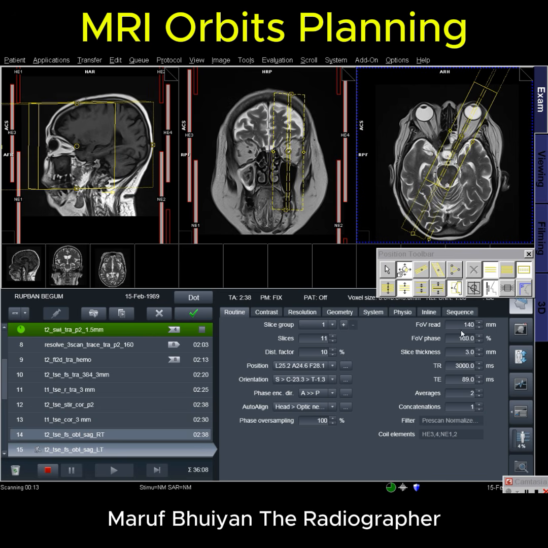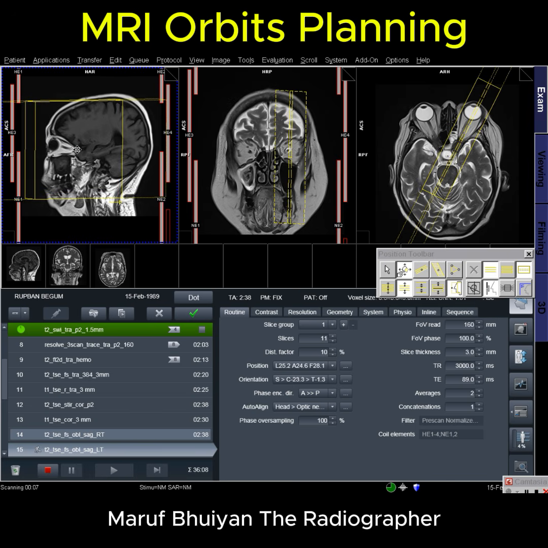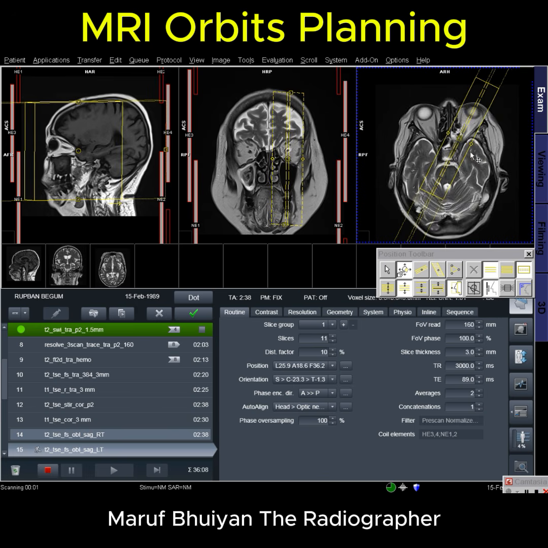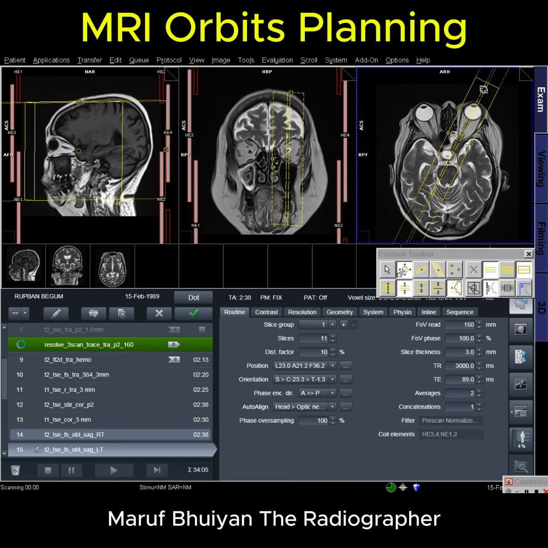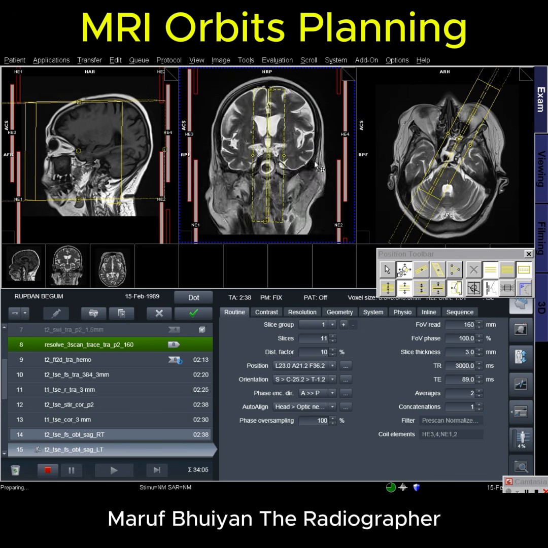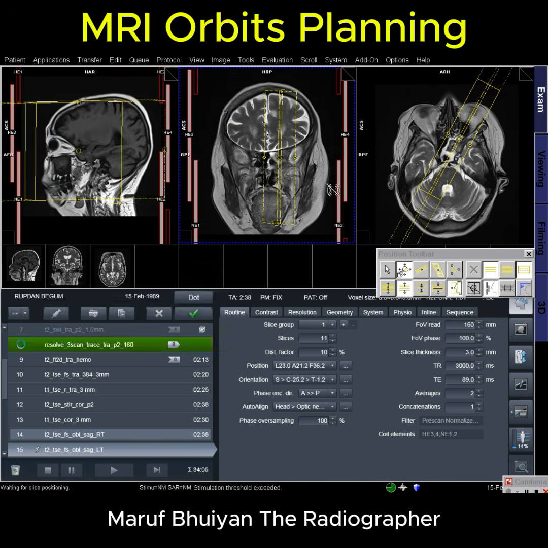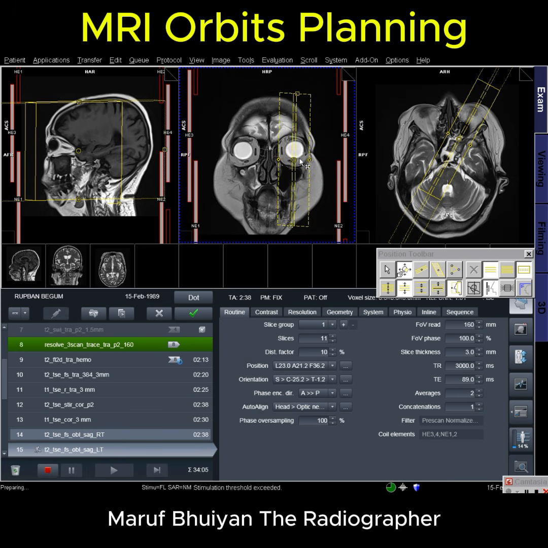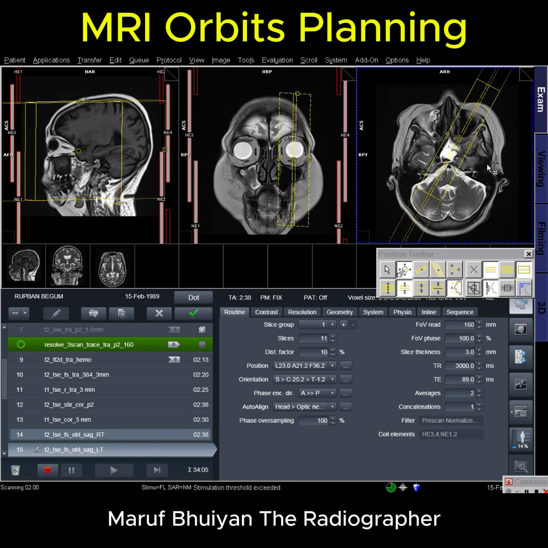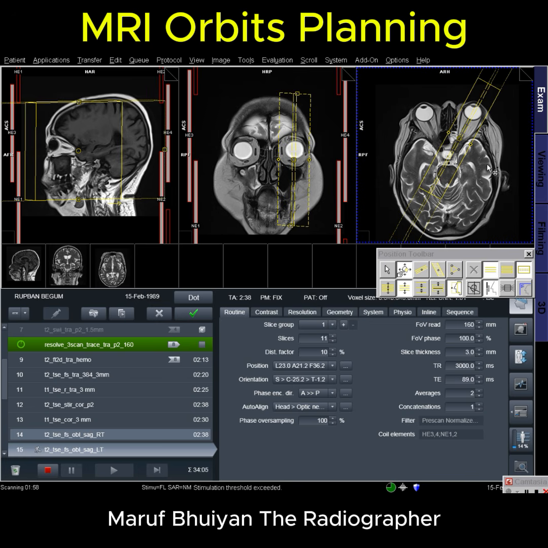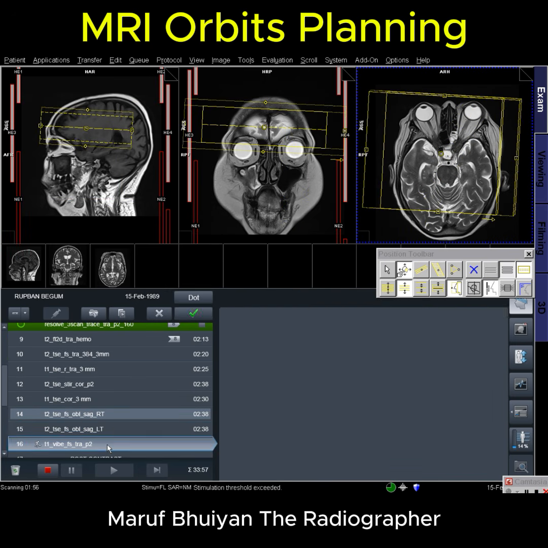So the field of view should cover from the anterior part of the orbit at the front, and at the behind the optic chiasma should be covered. So this is the planning for the left orbit sagittal. And also check over the coronal image that the whole orbit including the rectus muscles are covered by the slices.